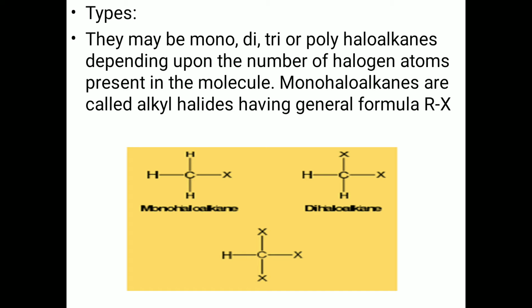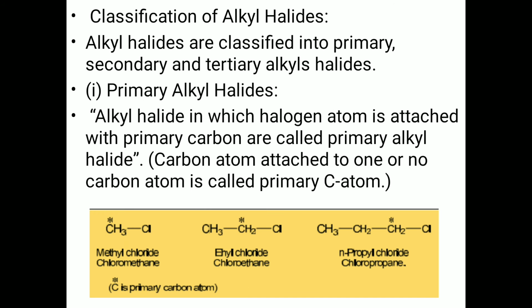Monohaloalkanes are called alkyl halides, having the general formula RX. You can see here this one is a monohaloalkane, this one is a dihaloalkane, and this one is a trihaloalkane. Classification of alkyl halides: alkyl halides are classified into primary, secondary, and tertiary alkyl halides.